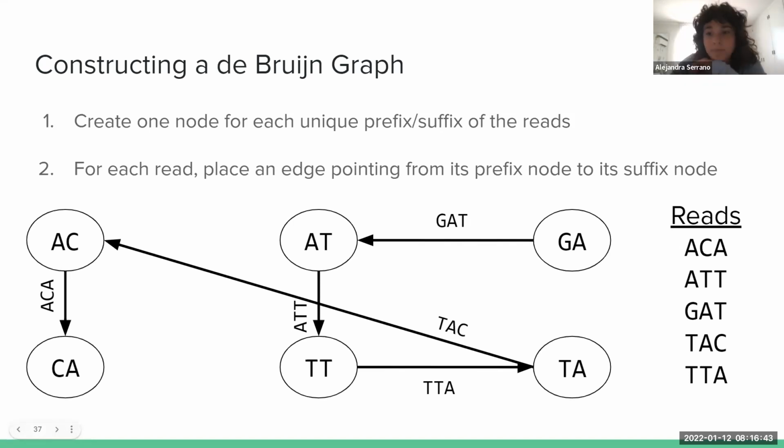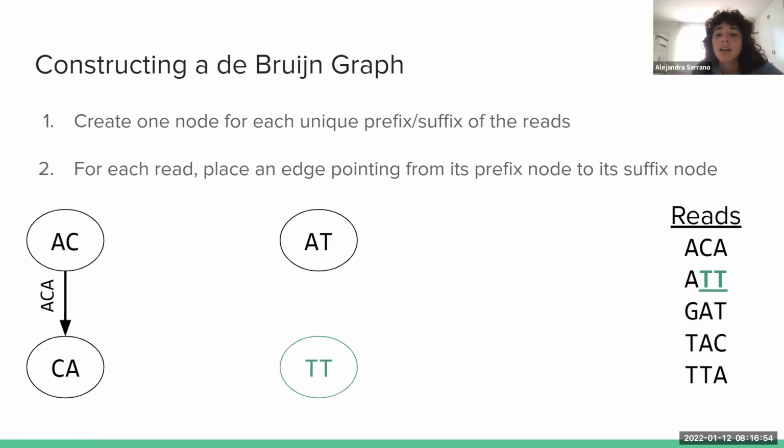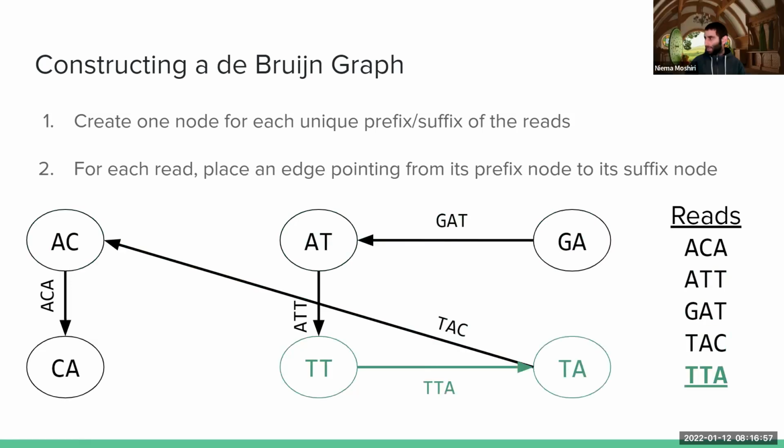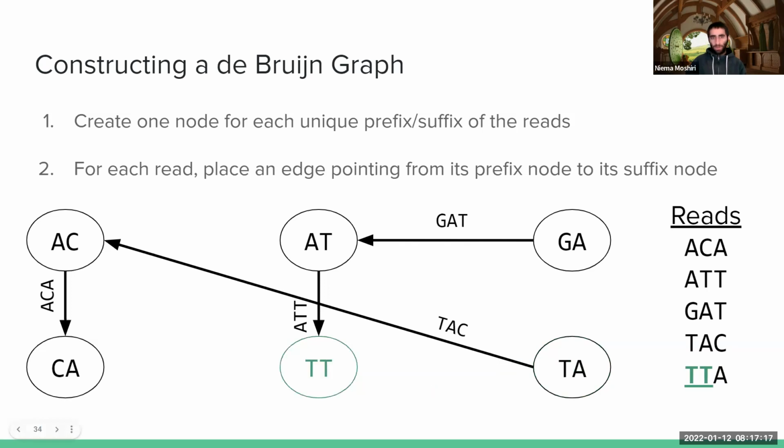I'm still trying to figure out. So when you went from AT to TT, and then you have TTA. Could you have gone from the TA to like the AT above the TT? No, so TTA, it has to be from the prefix to the suffix. So we have to go from the beginning to the end.